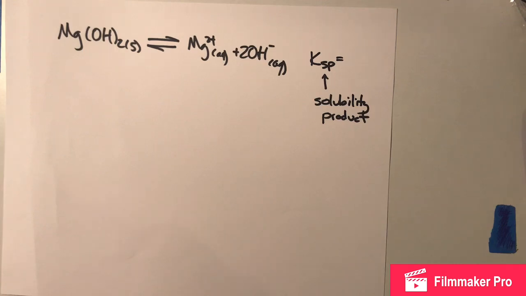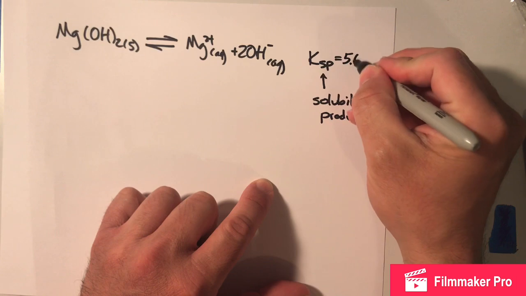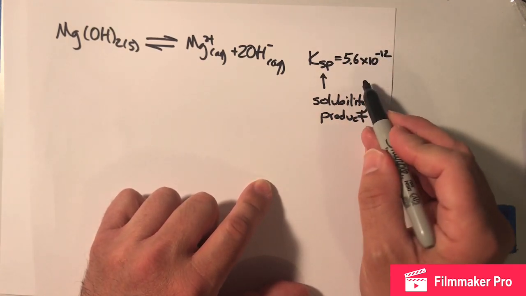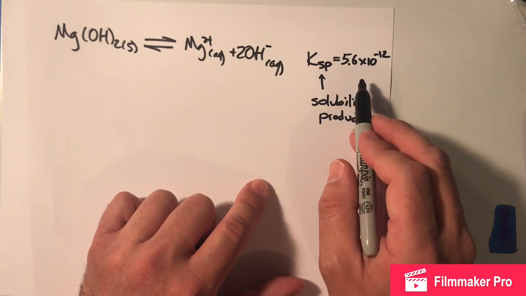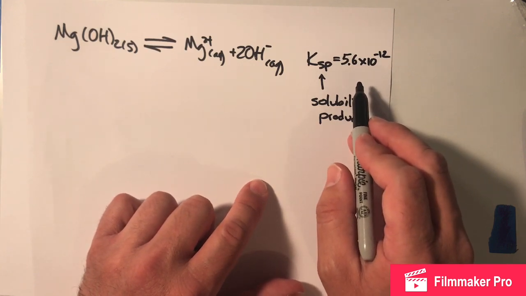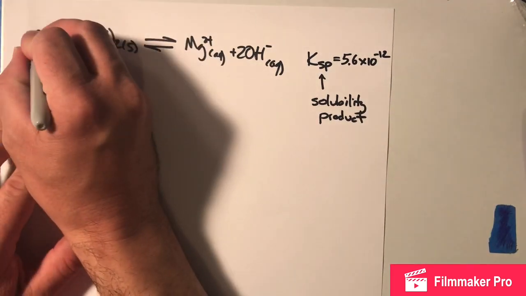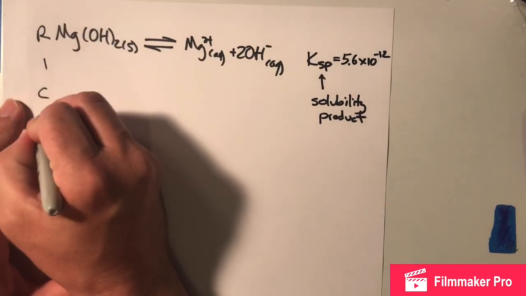The KSP value for magnesium hydroxide is 5.6 times 10 to the minus 12. And this is just a number that you go find in a table, or if I forget to give it to you, you look it up on the internet, all right? So how do we do this? Well, as should not surprise you by now, we're going to make a rice table.